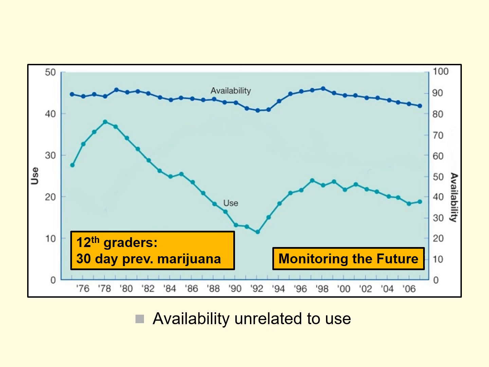So in just about any year that Monitoring the Future has been done, they've asked 12th graders about their use of marijuana. They've also asked them about their perceived availability of marijuana. How available is marijuana to you? Is it something that you could get if you wanted it? And throughout time, the perceived availability of marijuana has been quite high, almost 100%.